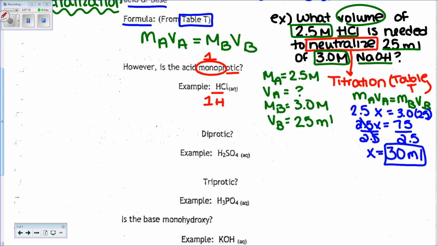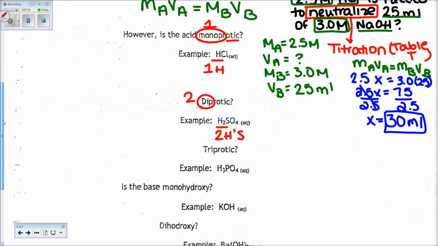Versus if I'm diprotic, let's think, di means 2. And if I look here as an example, H2SO4, diprotic means 2 H's. If I'm triprotic, tri means 3. Oh, look, H3PO4, 3 H's. The problem is I have to pay attention to that because they told me that my MA was not just my molarity of acid, it was my molarity of H+.